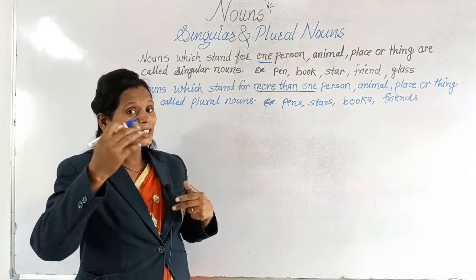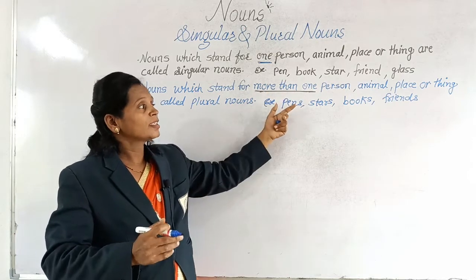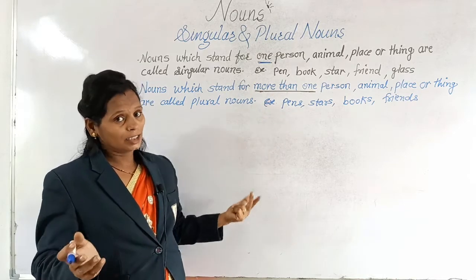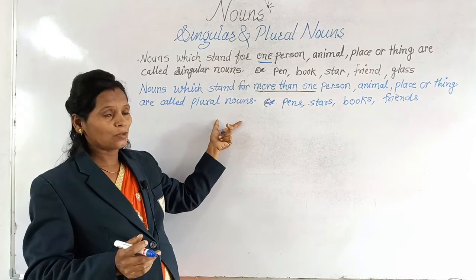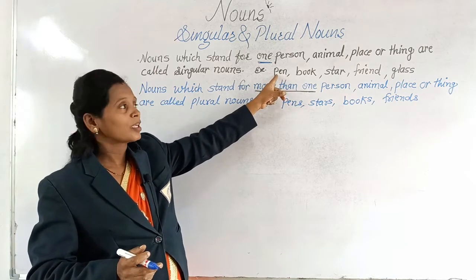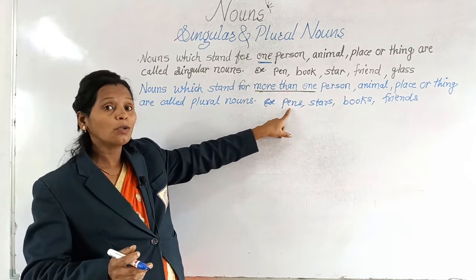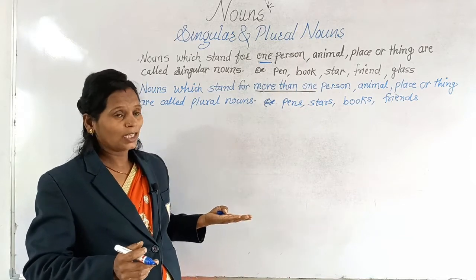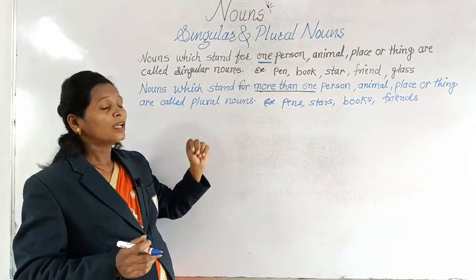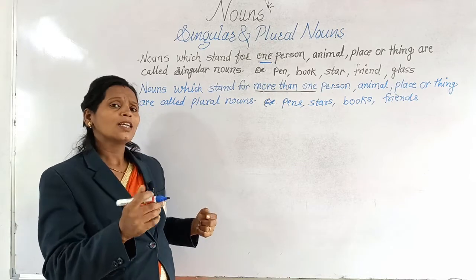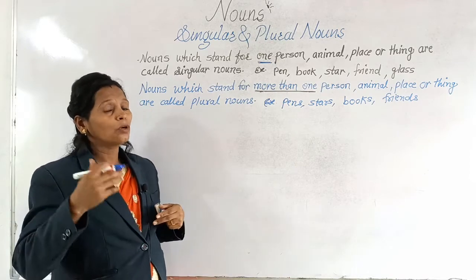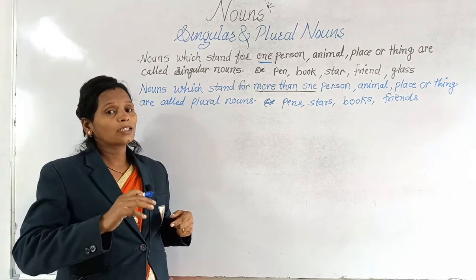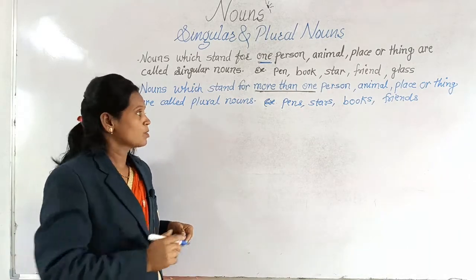If there is more than one person, more than one animal, more than one place, more than one thing, for them we use plural nouns. In the first, singular noun pen and plural noun pens; book, books; star, stars. Okay, so singular and plural noun. Let's see some more examples I would like to give you. Most of the time we add s to make the plural nouns.